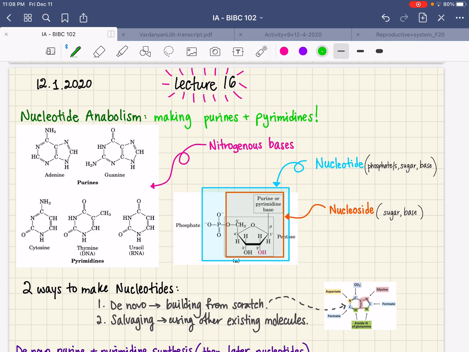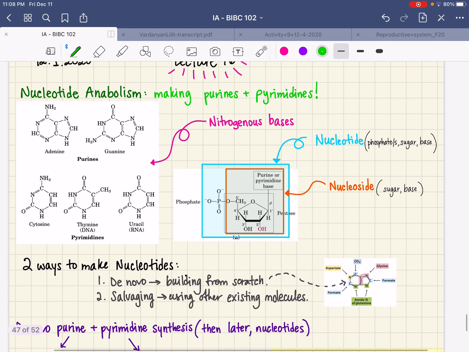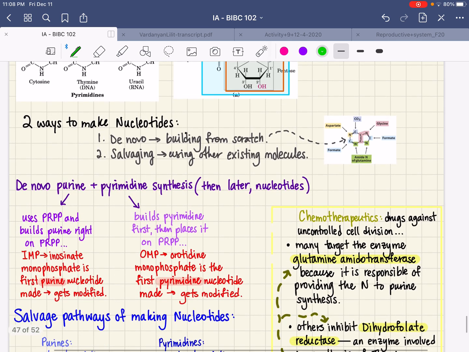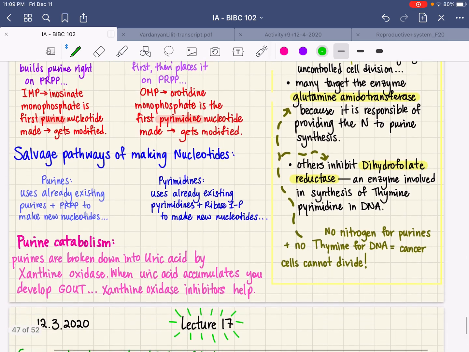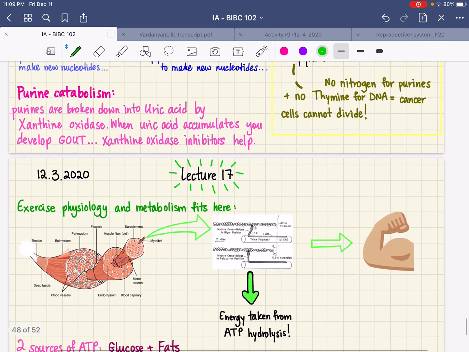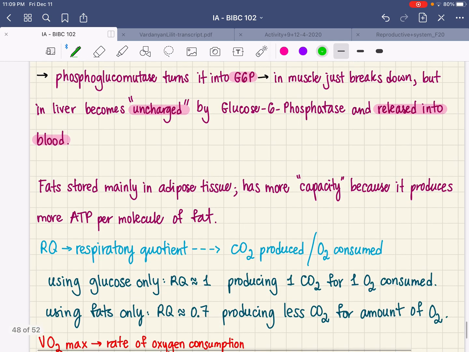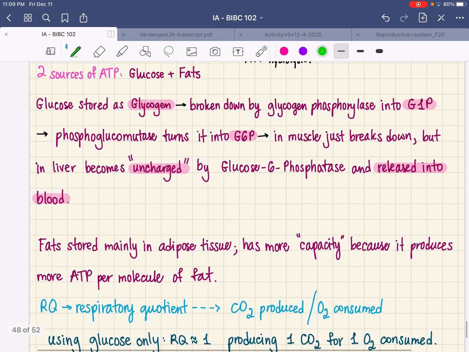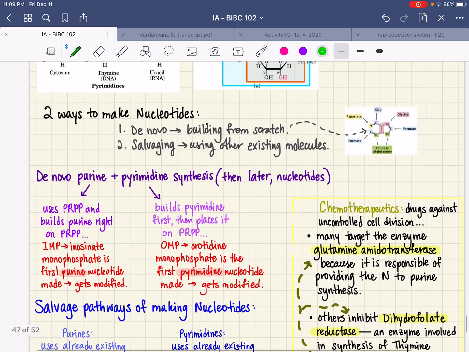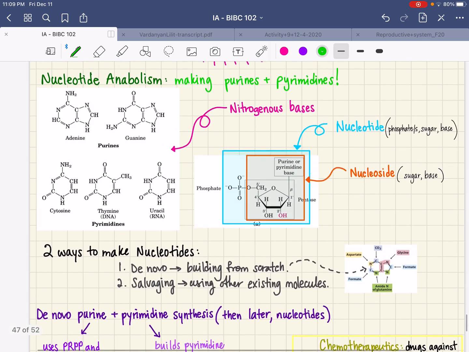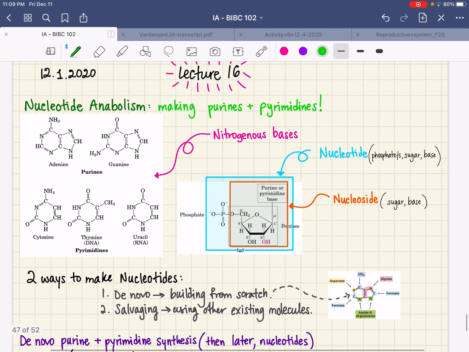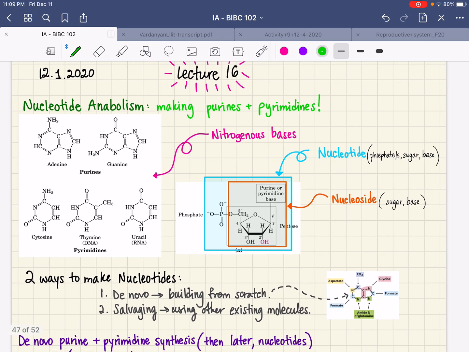In this video, I will do a quick review over Lecture 16 and Lecture 17. Lecture 16 contains most of nucleotide anabolism and a little bit of catabolism, and then Lecture 17 taps into a little bit of exercise physiology and how exactly metabolism is involved in exercise physiology. So, to understand nucleotide anabolism, let's first understand what nucleotides are and what nucleosides are.